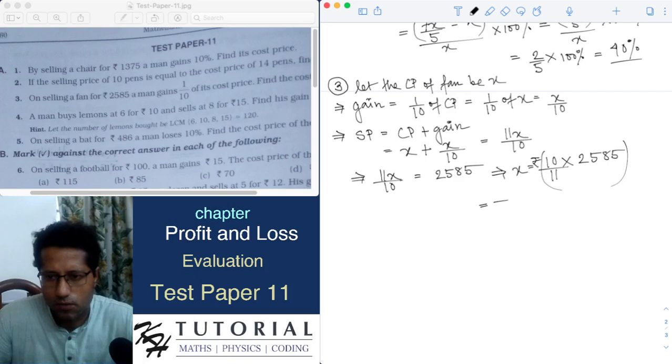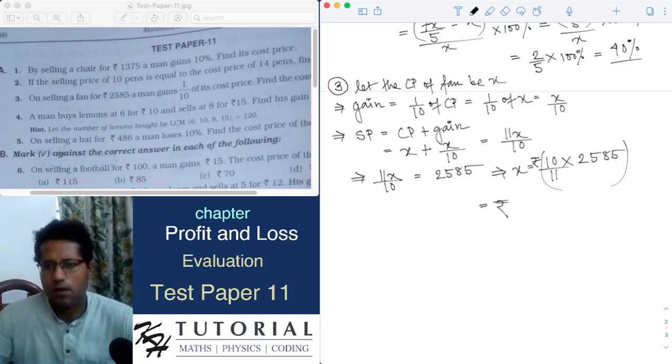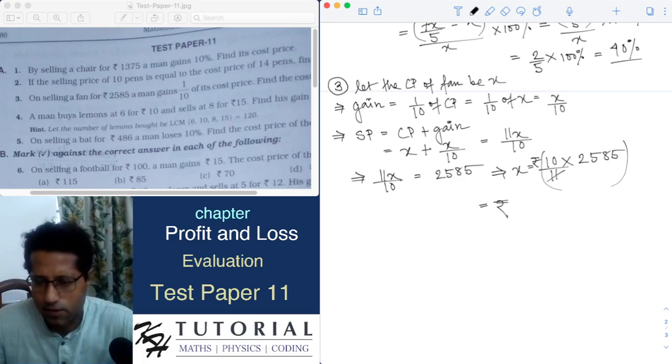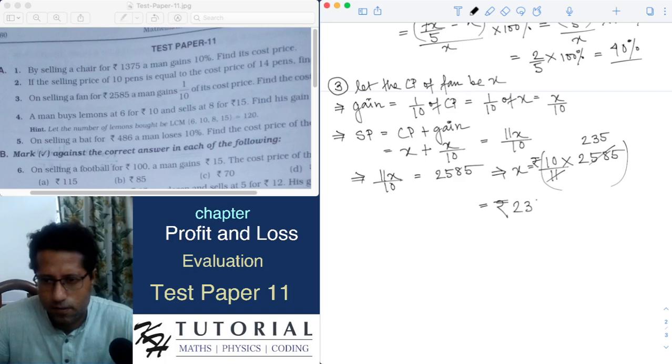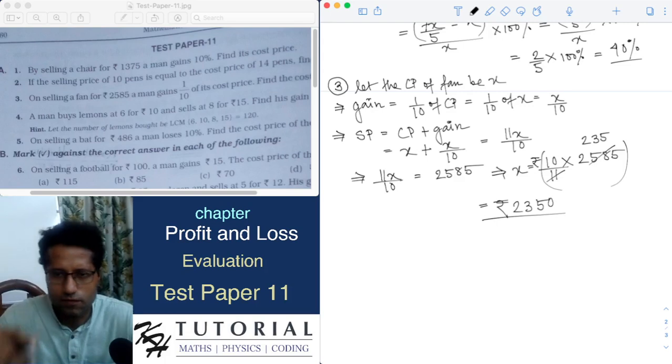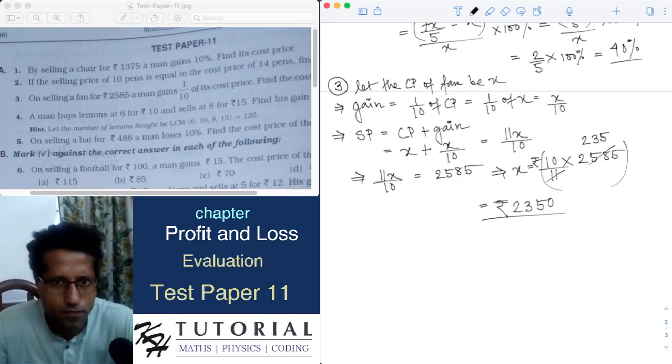Now this is equal to 10 by 11 multiplied by 2585. Now 11 divides 2585. Let's see, 2, 22, 3, 33 and 5. So this is 2350. So x is 2350, which is the cost price of the fan.